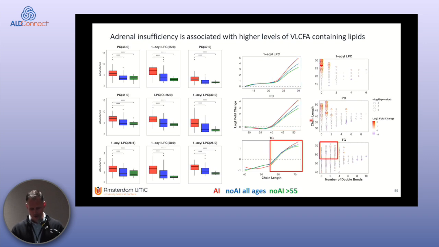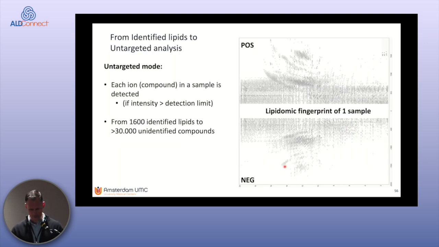Now, one advantage of our new method is that it allows for untargeted analysis. So in untargeted analysis, every compound or every ion in the sample is measured if it goes over the detection threshold. So the data I showed before is based on the identification of around 1,600 lipids, but there are over 30,000 unidentified compounds that are present within the sample.